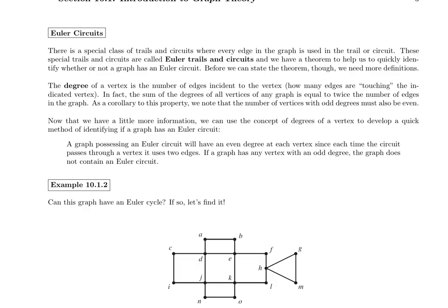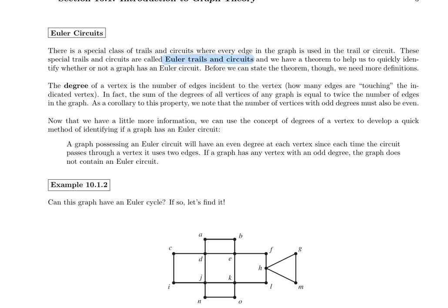Moving on to some special types of graphs that we might look at. Our first one is an Euler circuit. So there are special classes of trails and circuits where every edge in the graph is used in the trail or circuit. Notice I didn't say anything about the vertices, but every edge is used, which kind of implies we have to use all the vertices. So if every edge in the graph is used in the trail or circuit, we call that an Euler trail or circuit.